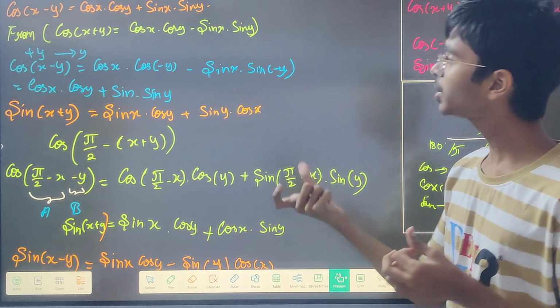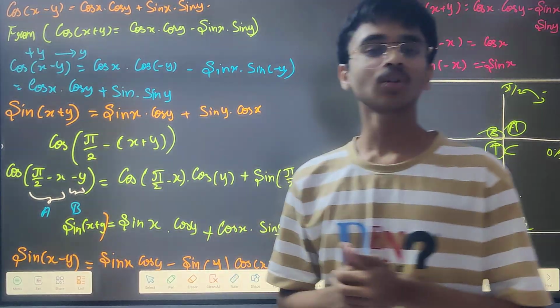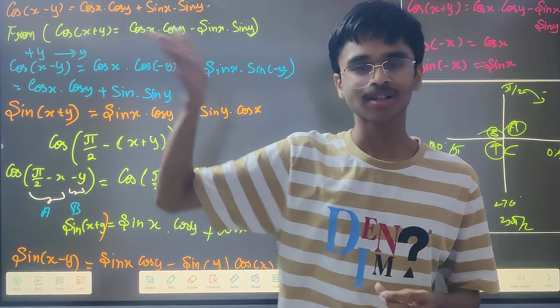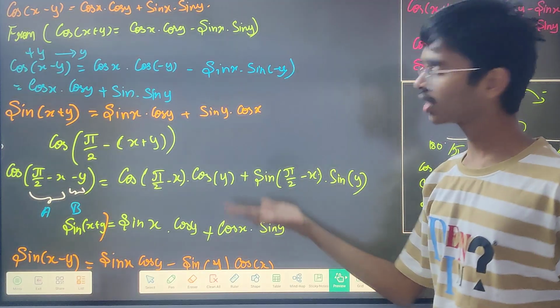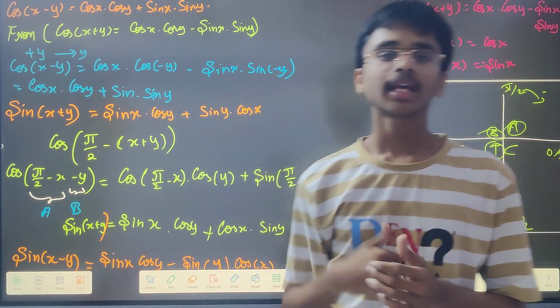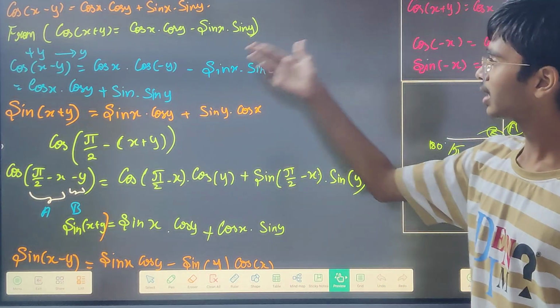Then what will be cos(x minus y)? If you have already memorized all these formulas, this is also important. Even if you have memorized them, when you know the derivations, it is very easy to recall all these formulas. So cos(x minus y) is going to be cos x cos y plus sin x sin y.